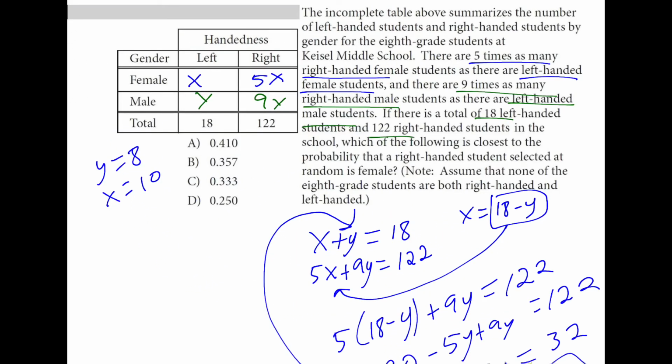Now let's figure out the probability piece. So if we are selecting a right-handed student, which there are a total of 122 of, how many of them are female? So that's 5 times 10. So that's going to be 50. If I divide that out, I get A.